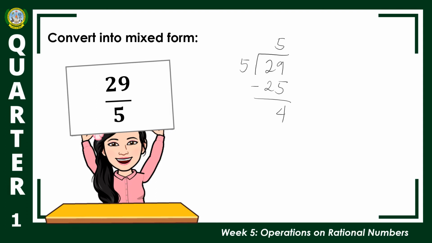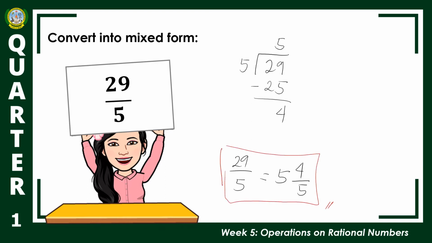So, we can now write our mixed form. 29 over 5 will be written as, again, ito pong quotient ang magiging whole number kasi ito dapat yung whole. Ilang 5, di ba? Ilang 5 meron dun sa numerator. And then, the remainder would be the numerator and just copy the denominator. So, 29 over 5 is simply 5 and 4/5. Okay? Ayan. So, don't forget to highlight your answer.